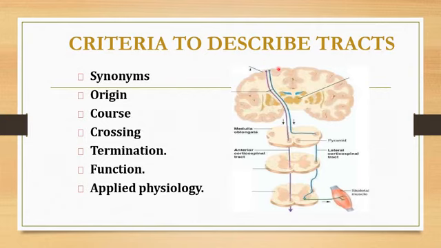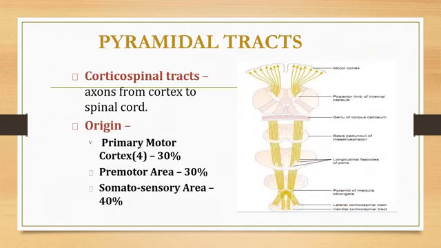So this is the origin, and this is the course, and crossing is present here. So this is crossing from this side, it is crossing to the opposite side, and termination is the neurons. And what is the function of this tract, and any applied physiology, that is any lesion in this pathway producing clinical symptoms, clinical diseases, that is the applied physiology. So the pyramidal tract or corticospinal tract.